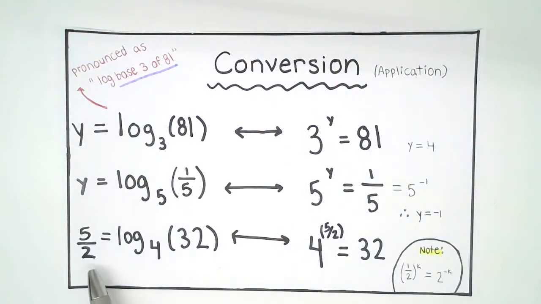This next example, we don't need to solve it, we just need to convert from logarithmic form to exponential. So what I'm doing here is, again, the base, then the exponent, 5/2, equals 32.